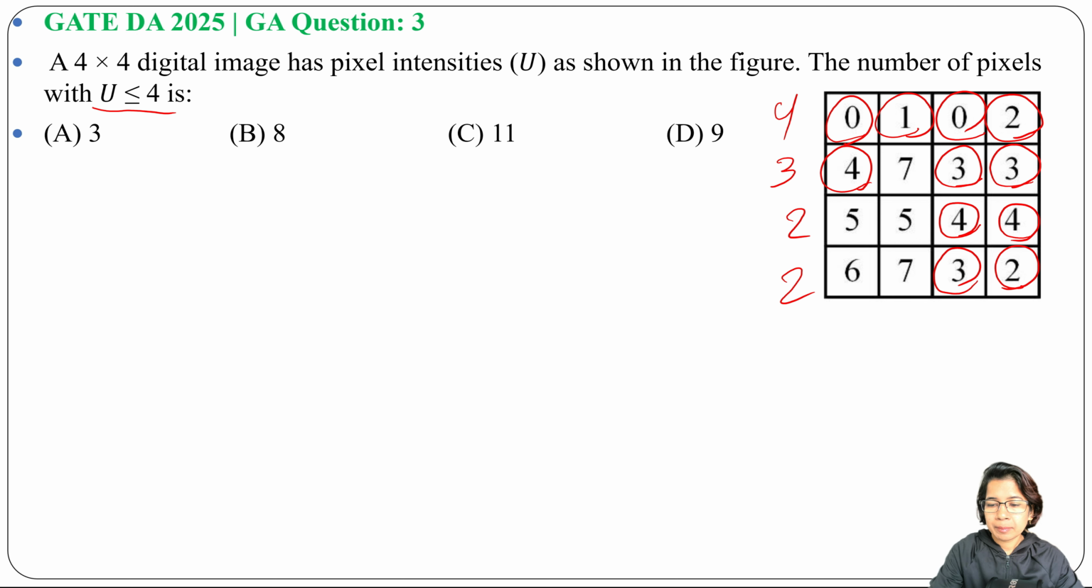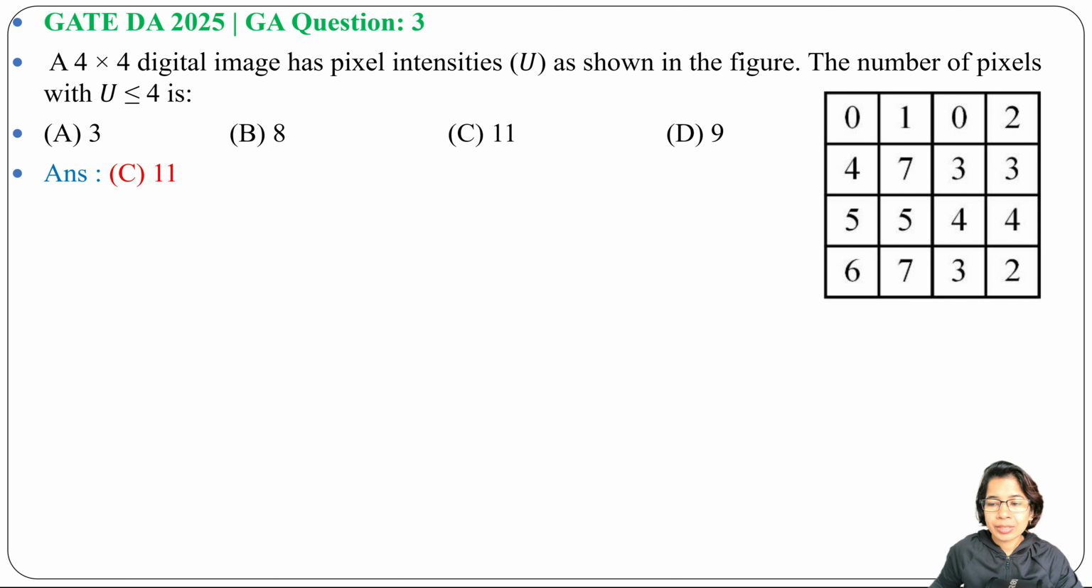4 plus 3 plus 2 plus 2, it's 11. There are 11 pixels which are less than or equal to 4. Answer will be option C, 11. This is easy, just count how many pixels are less than or equal to 4.